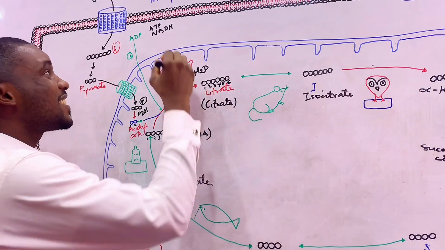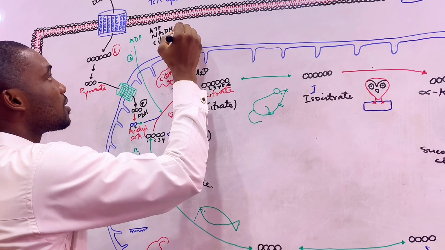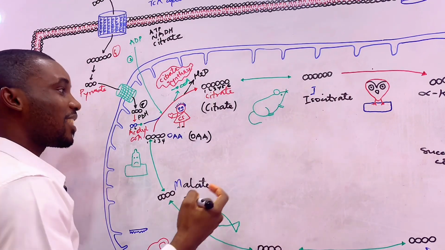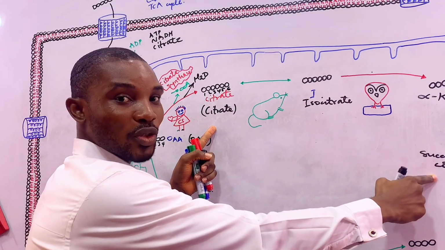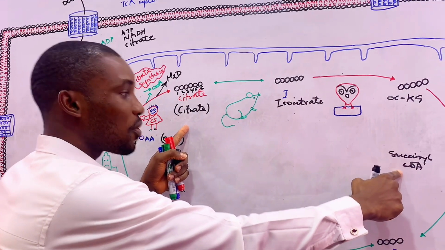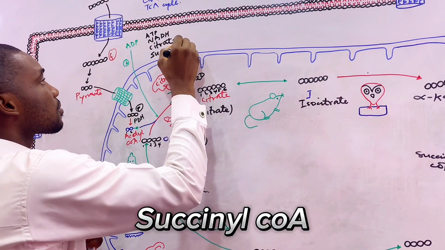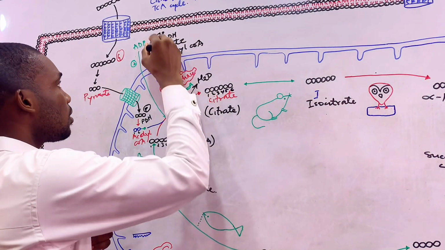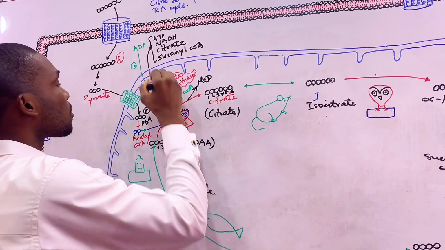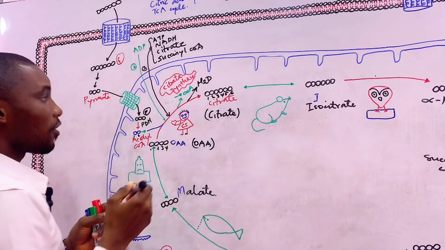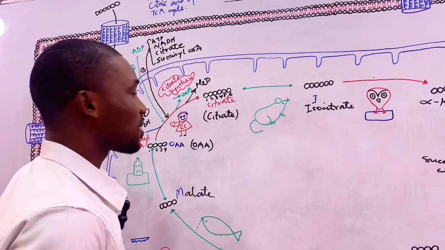Now, another thing that can inhibit it is what? Its product, citrate. So we have citrate over here. Citrate would inhibit it. And then we also have another molecule down the line, which is succinyl-CoA. So this succinyl-CoA would also inhibit it. Now, these are the inhibitors of the citrate synthase. Let's go over to the next reaction.